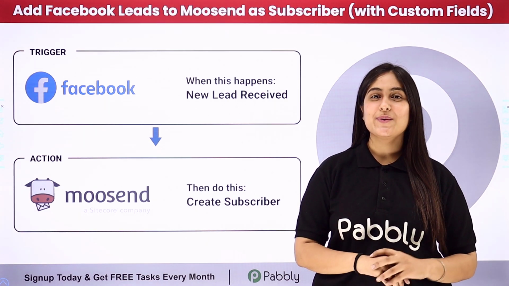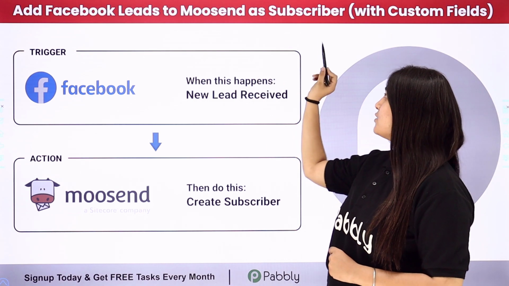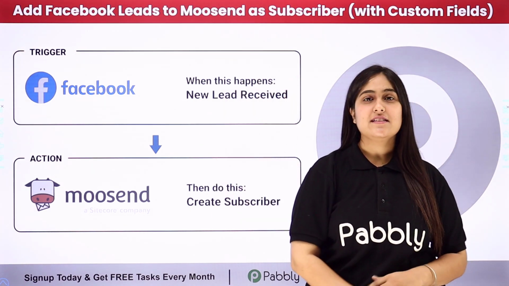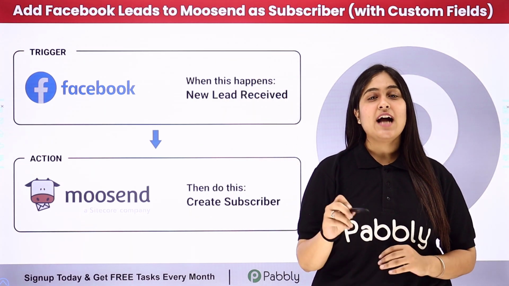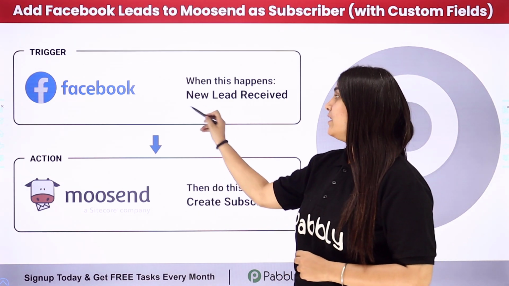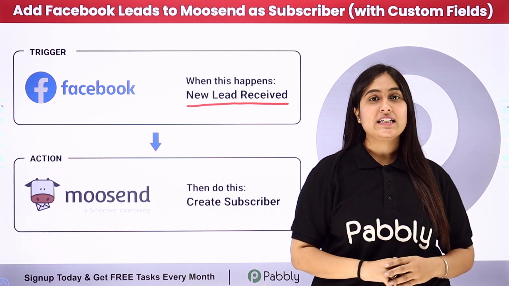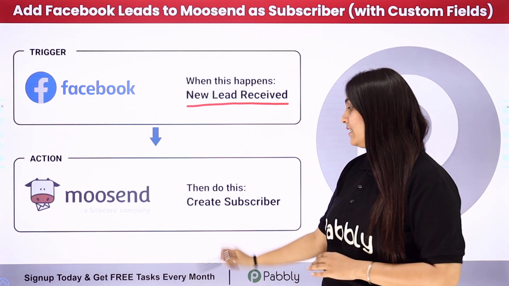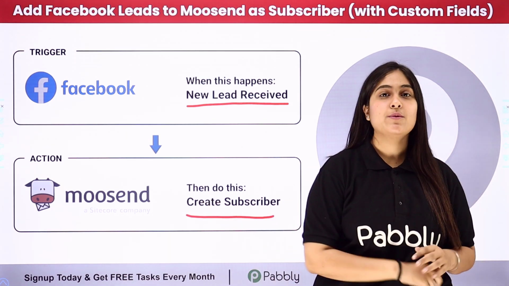So in this video, we are going to learn how to add Facebook leads to Moosend as subscriber with custom fields. So here I am an owner of a business, and to promote my business, I am running some Facebook lead ad. So in this case, I want whenever a new lead is received in my Facebook lead ad, automatically using that details, a new subscriber should be created in my Moosend account.